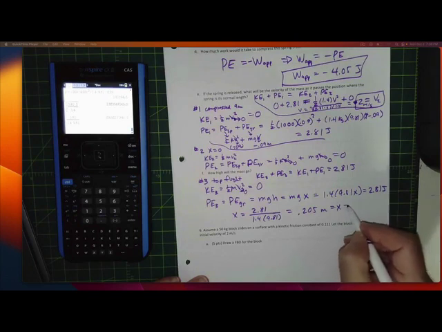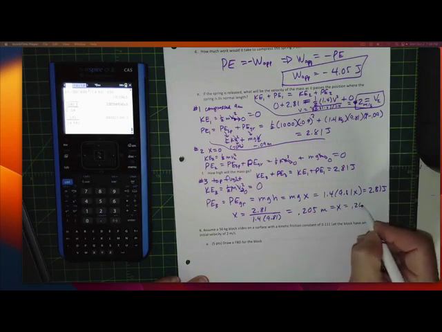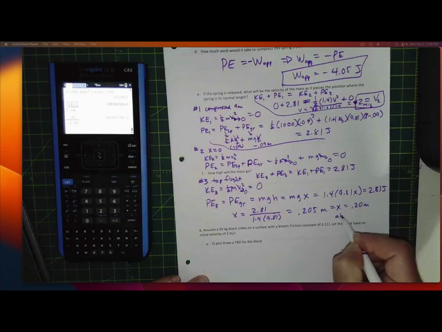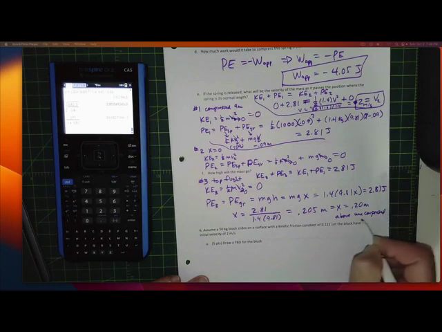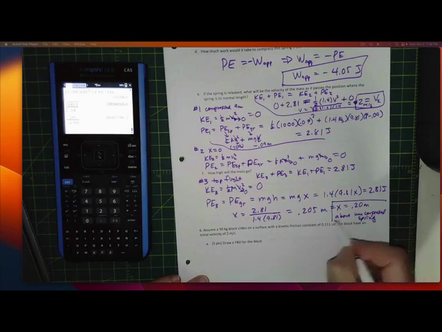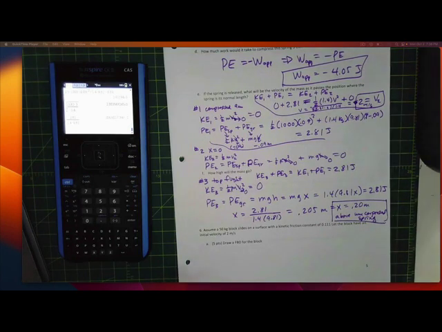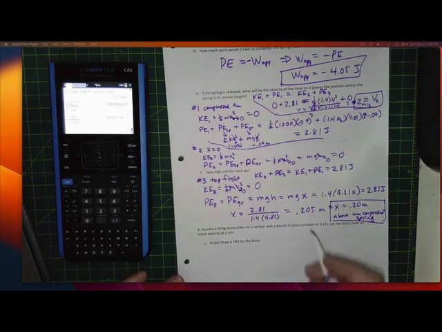Probably too many sig figs. Probably 0.20 meters above the uncompressed spring, because that's what we called x equals 0, where the spring gets uncompressed. Well, I guess rounding it would be 0.21. Sorry.